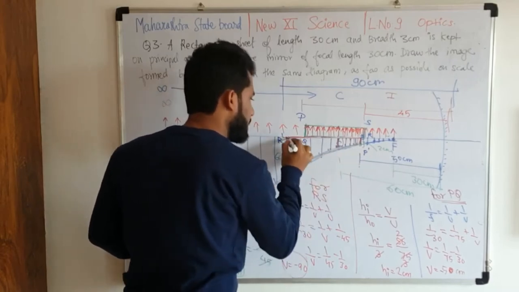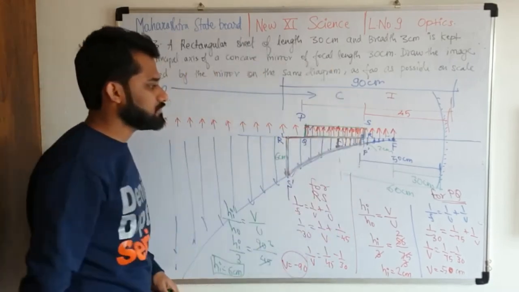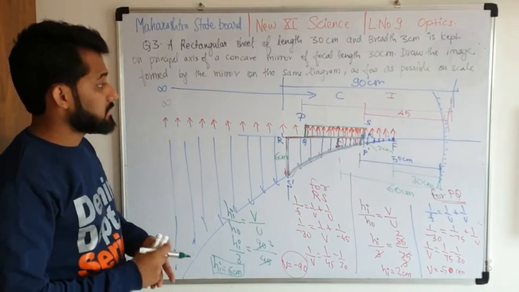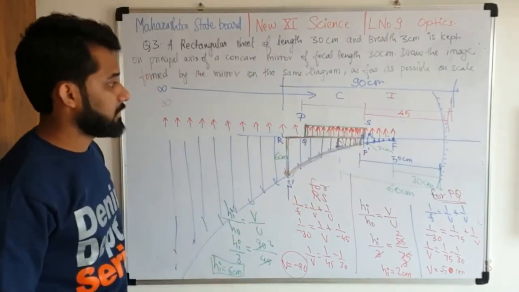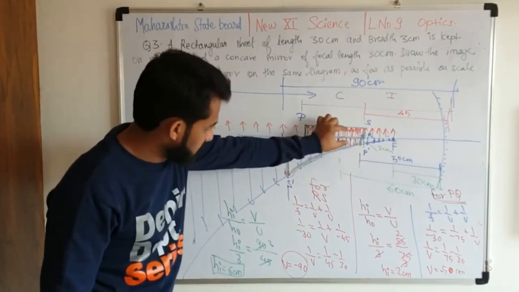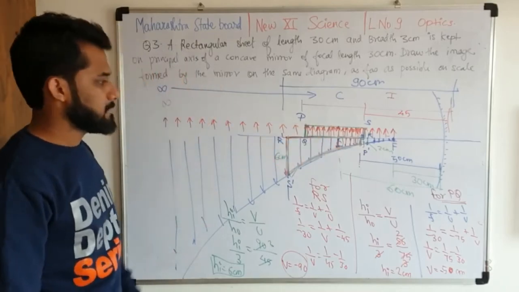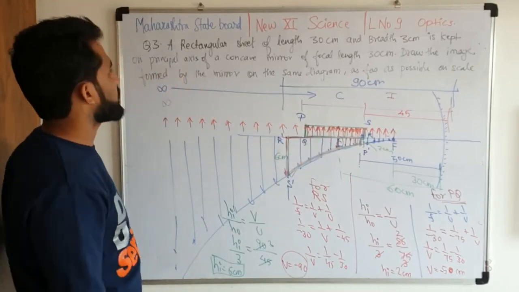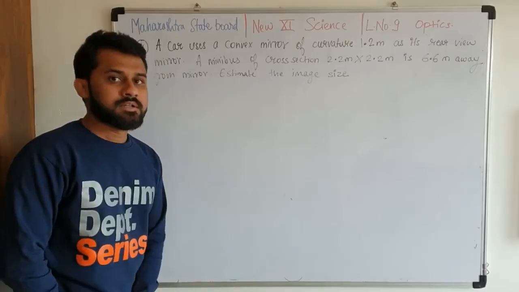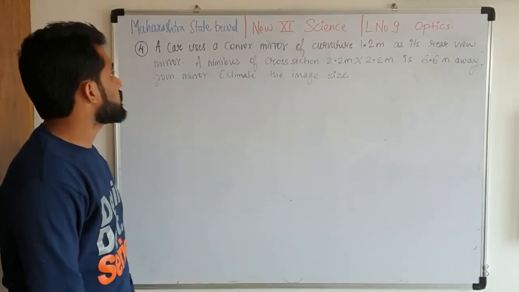This is how the image of this rectangular sheet is going to form. It won't be rectangular. The shape is this way. So this is the solution for question number 3. So the next question is the fourth one.